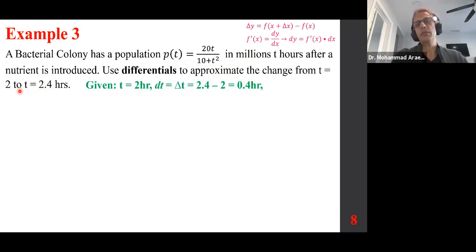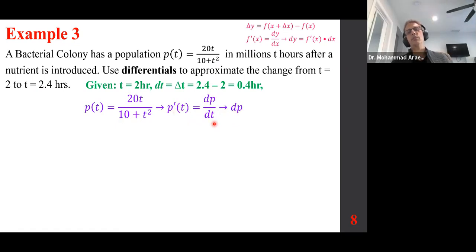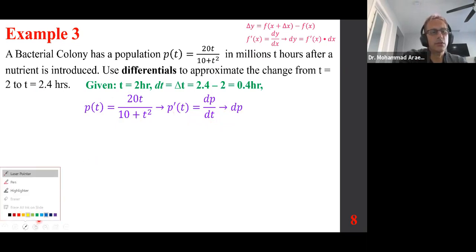Okay, and pay attention to millions. That has an effect. And so we need to differentiate this. We need to find P prime of t. Given P of t, we need to find P prime of t, which is the same as saying dP/dt. And then we find dP, which is P prime of t times dt. That's what we are looking for.